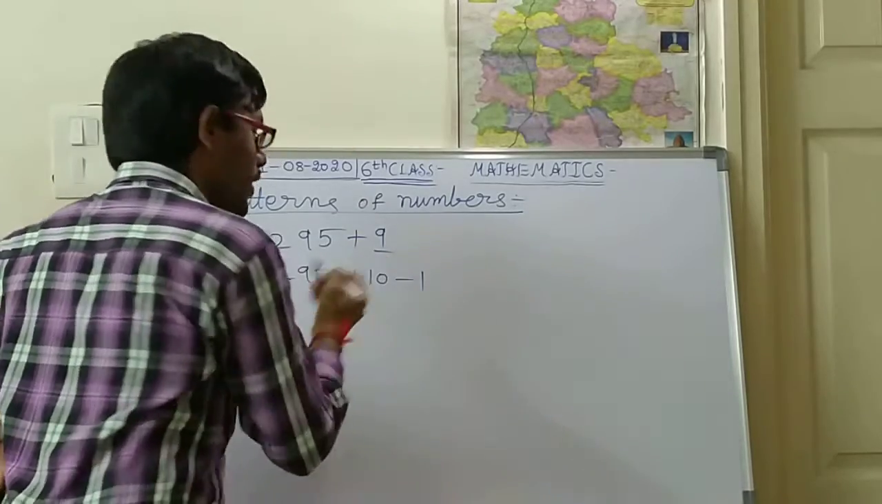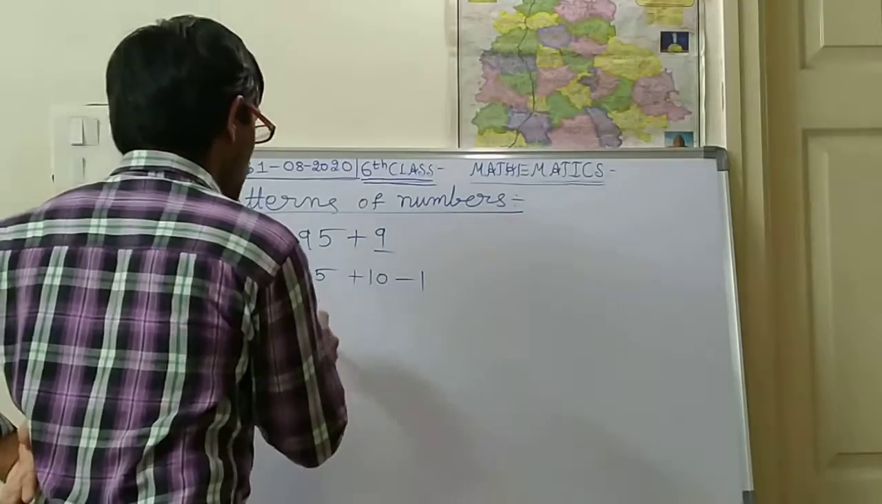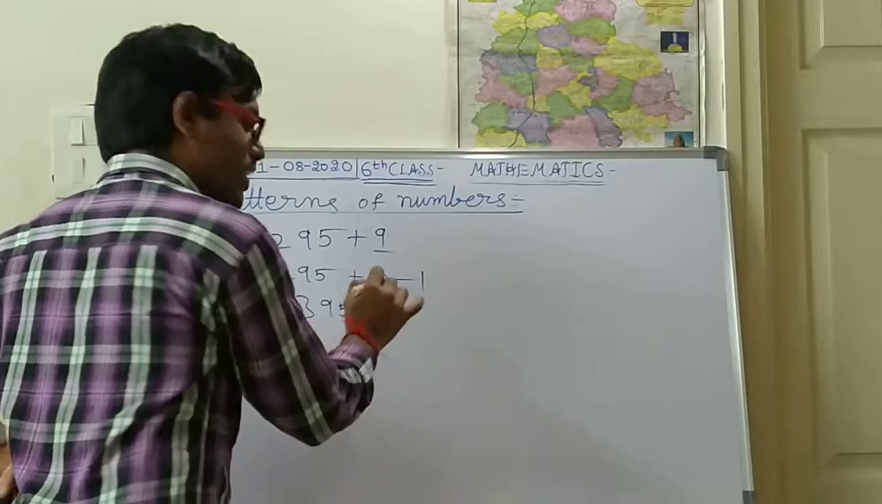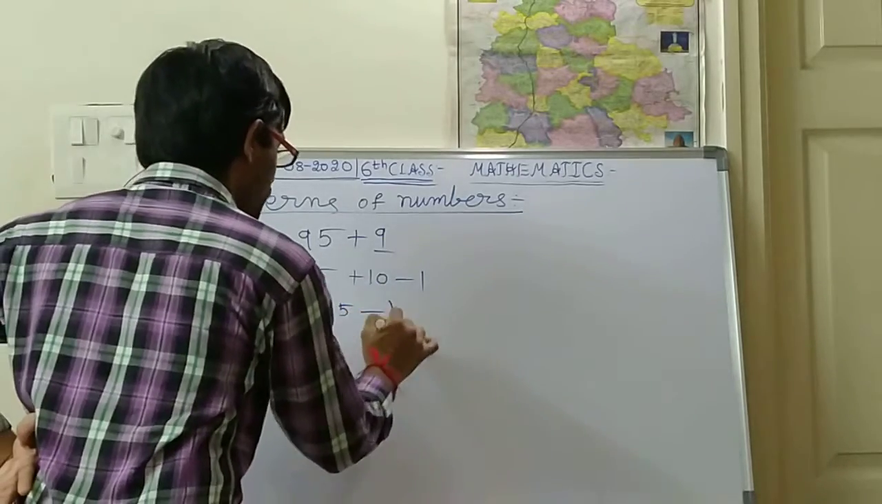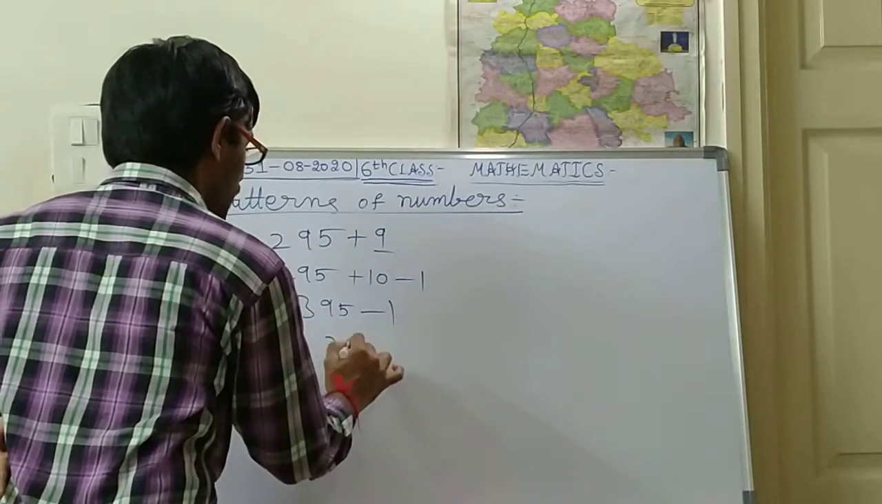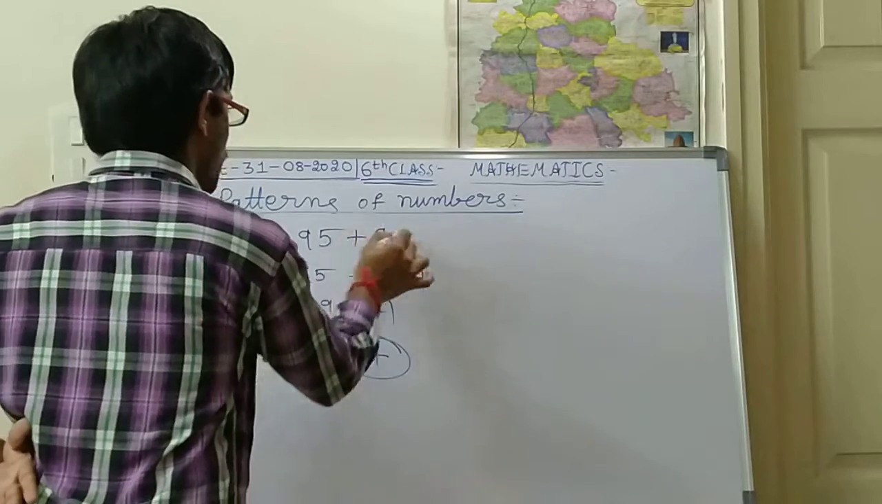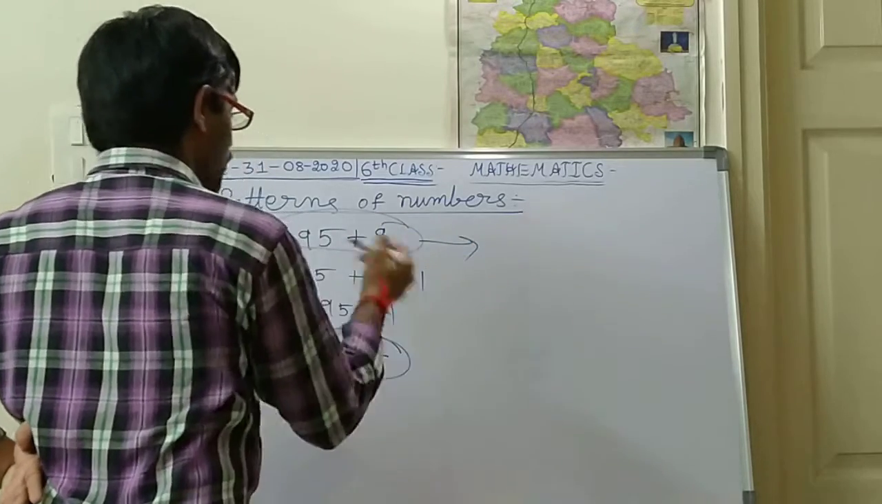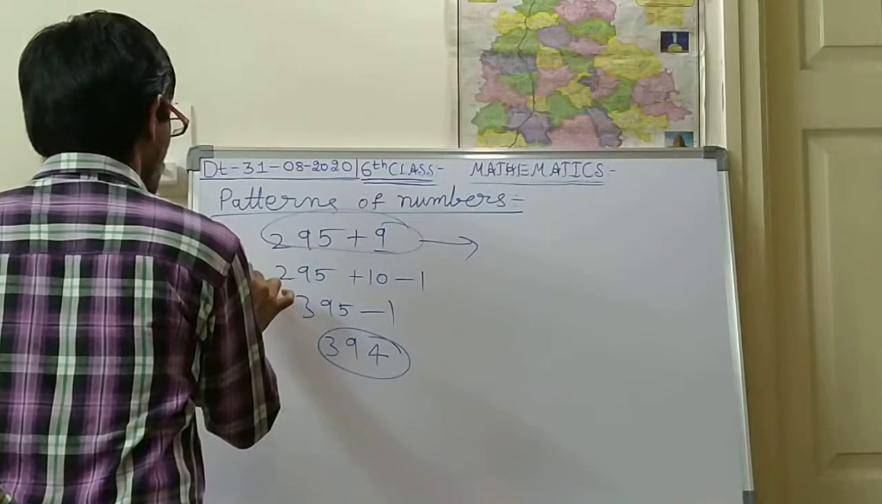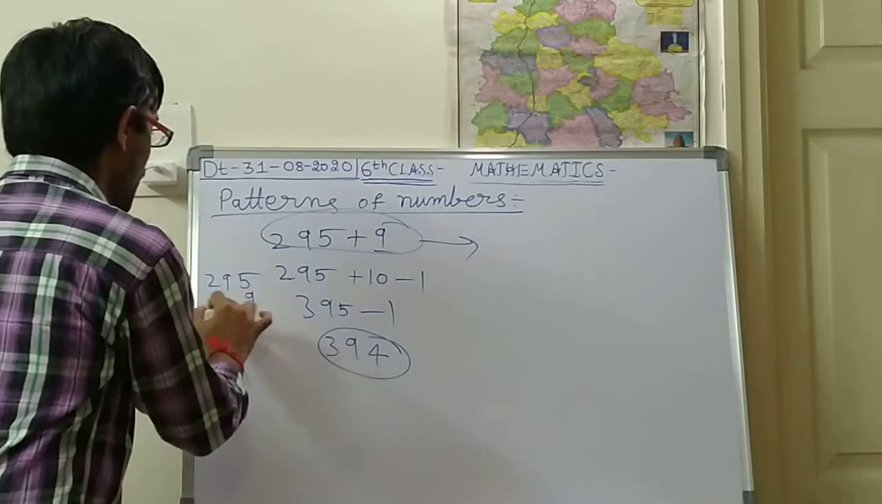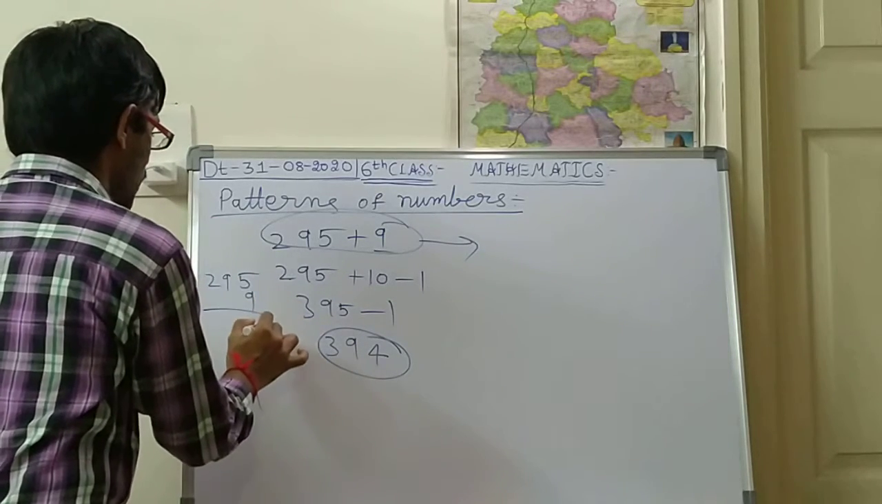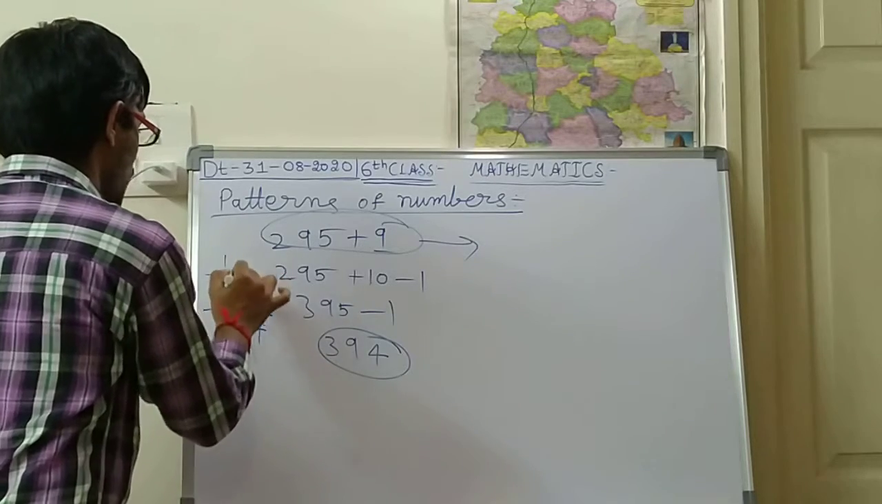So 295 plus 10. What is 295 plus 10? 395. Is it right, children? So 395 minus 1. What is 395 minus 1? 394. Okay. If we add this also, the same result will be coming. So you can check. 295 plus 9. What is 295 plus 9? 9 plus 5, 14. 4, 1.